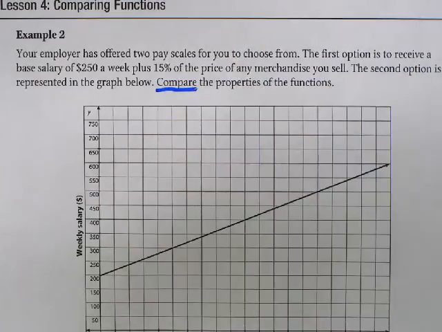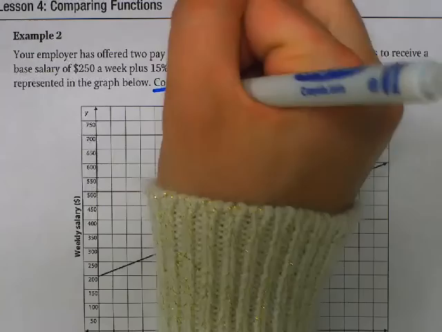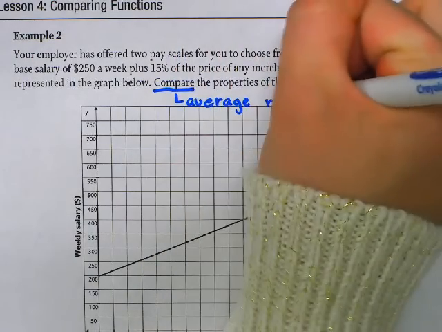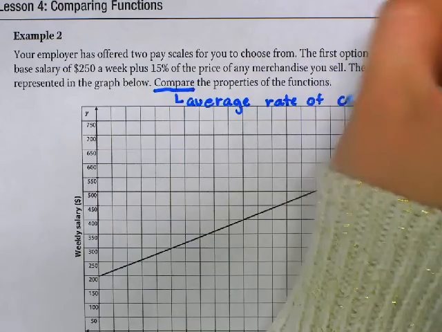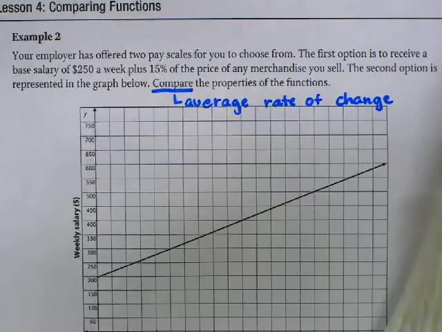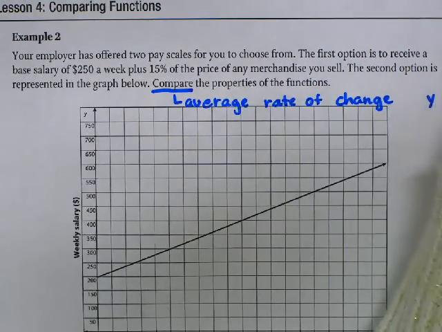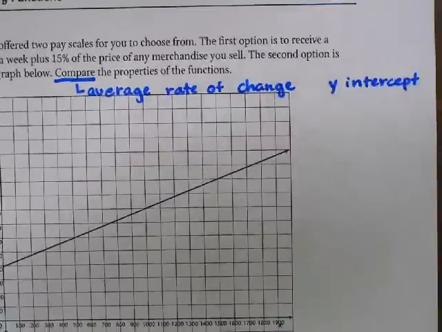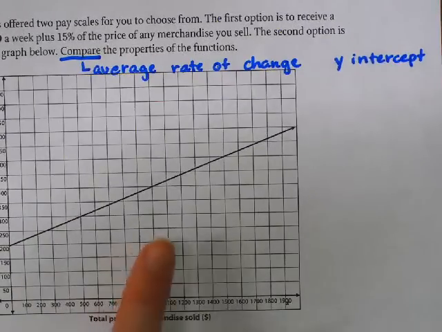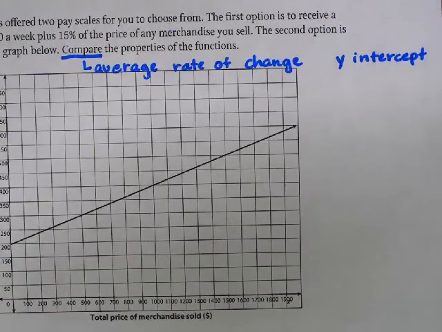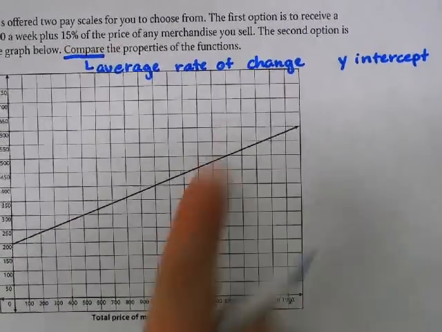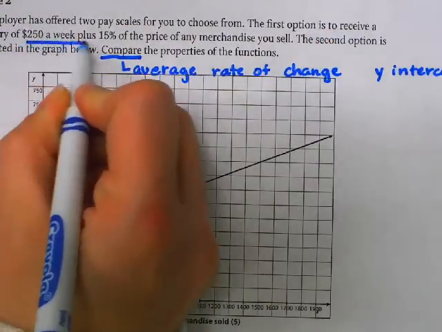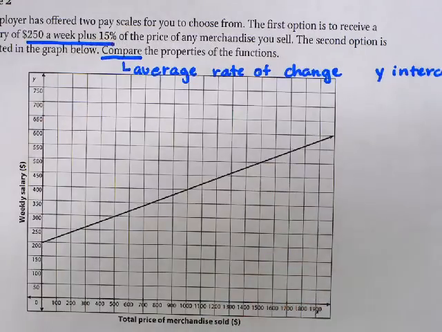Now remember from example 1, when I said compare, I wanted you to mention the average rate of change. And I wanted one other thing. The other thing I wanted was the y-intercept. So it looks to me like I could find the average rate of change and the y-intercept for the function down here. So the only other thing I need is my first option. And it says I can receive $250 a week plus 15% of the price of any merchandise you sell.